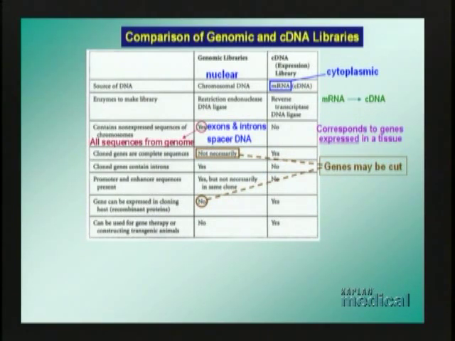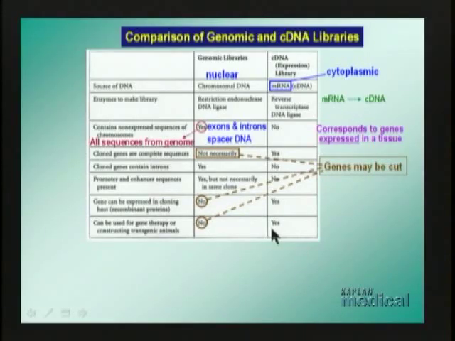And then finally, can these libraries be used for gene therapy or for generating transgenic animals? The answer is no for genomic libraries. Why? Again, the genes in the genomic library most likely have been fragmented, because genes likely would have palindromes within them, which would be cut by endonucleases. But with cDNA libraries, the answer is yes, because the cDNA libraries have a complete reading frame for translation in order to make proteins.